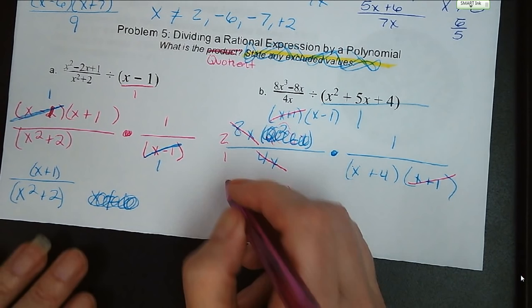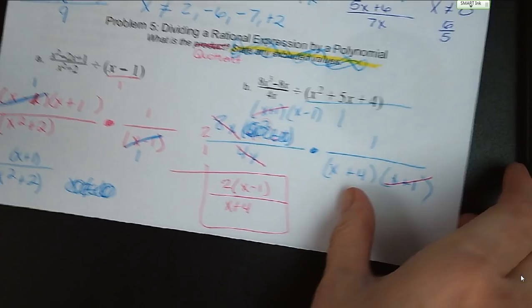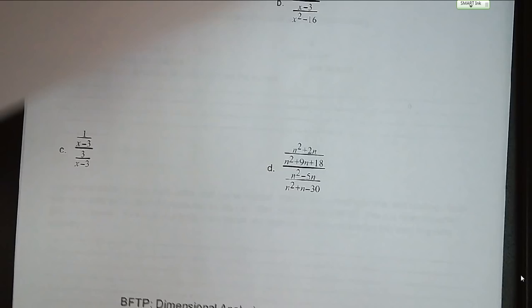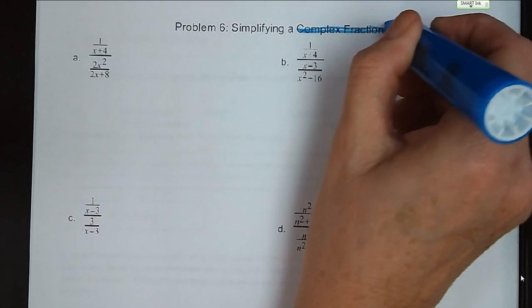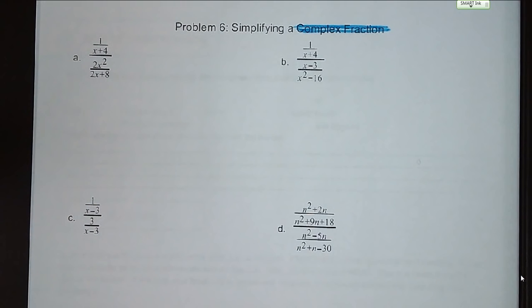Complex fractions. Fractions within fractions, kind of like Inception. All right. So Dreams Within a Dream. Great movie. Anyways, moving on.